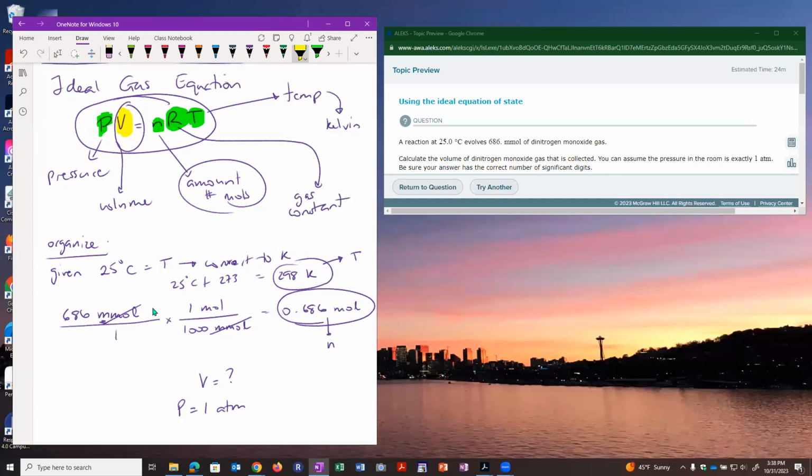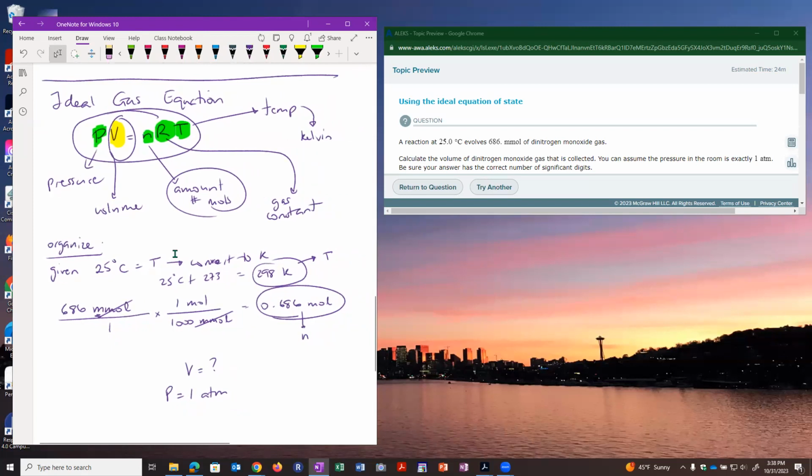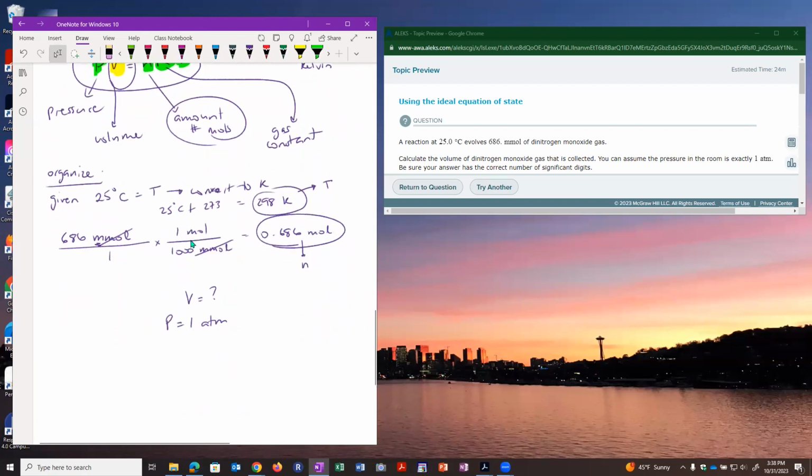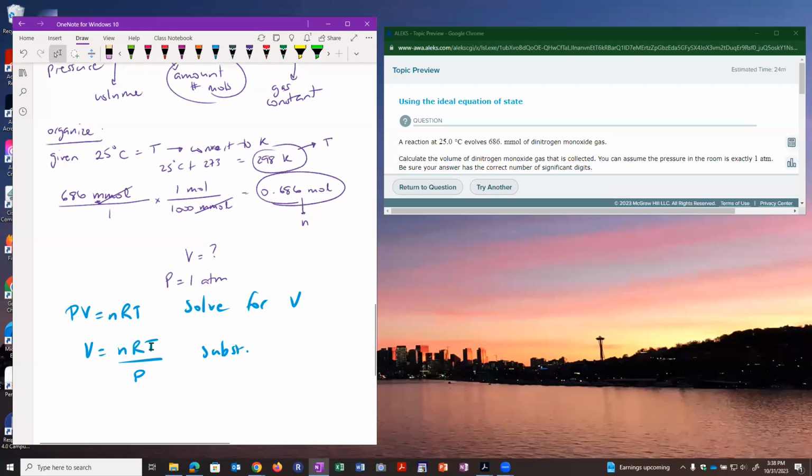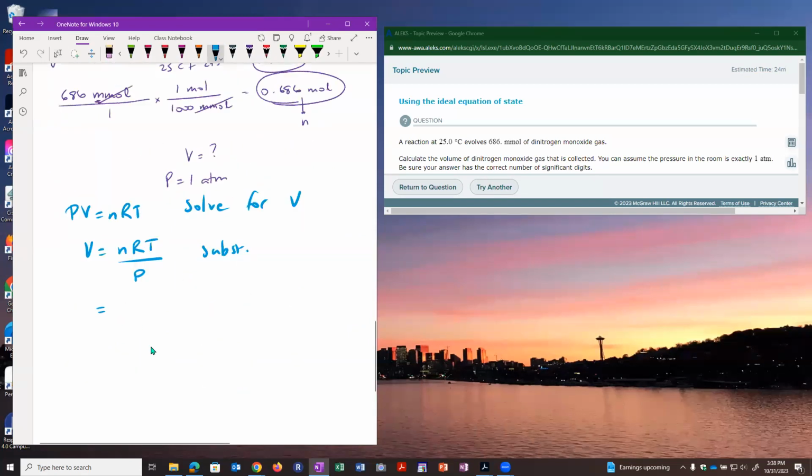So we want to rearrange that equation to solve for V. We can manipulate this around, do a little bit of mental gymnastics on it. So let's write PV equals nRT. We're going to solve for V. If I isolate V on one side and move the P to the other side, I need to now divide the right side by P. So I'm going to substitute the values that I just found or that were given in the problem. My n, number of moles, was 0.686 moles.